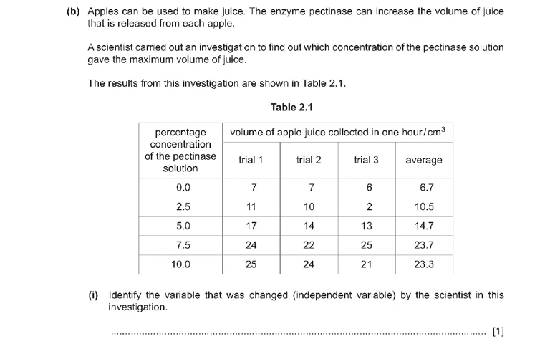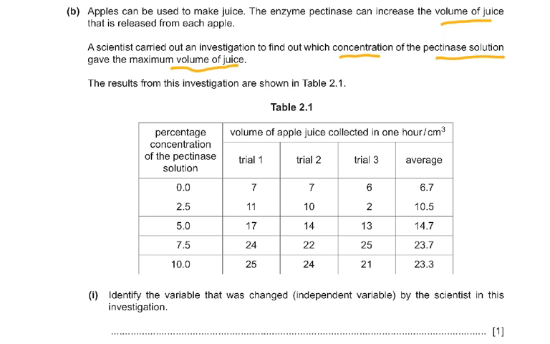Apples can be used to make juice. The enzyme pectinase can increase the volume of juice that is released from each apple. A scientist carried out an investigation to find out which concentration of the pectinase solution gives the maximum volume of juice. A similar question to the previous one. The results from this investigation are shown in table 2.1.